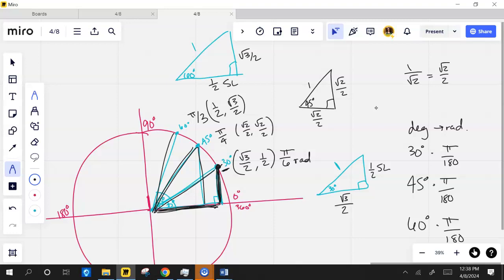Okay, so what do you do for 90? Remember, the whole point in the triangles is finding out the length of the sides, right? But for this one, I really don't need that because I know what the radius of the circle is. What's the radius of the circle? 1. So what this is in radians is going to be pi over 2. But what are the coordinates here of this point? 0, 1. Because the radius is always 1.